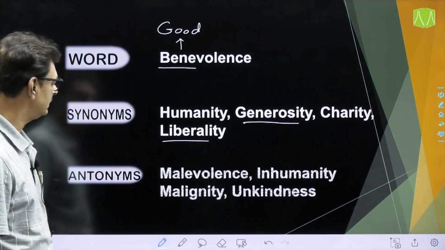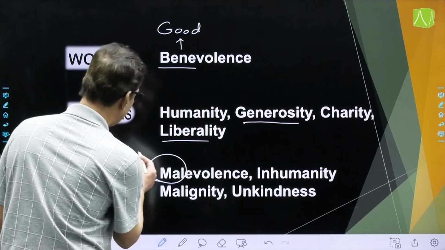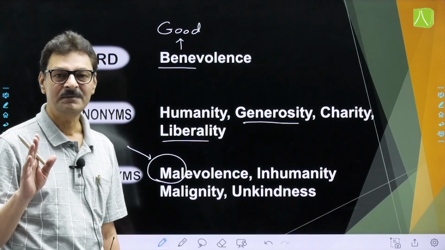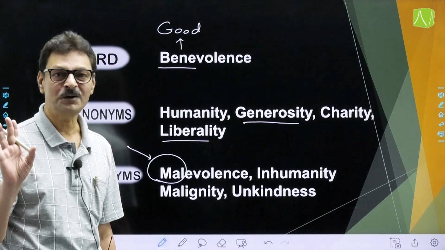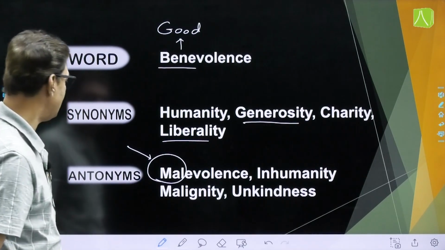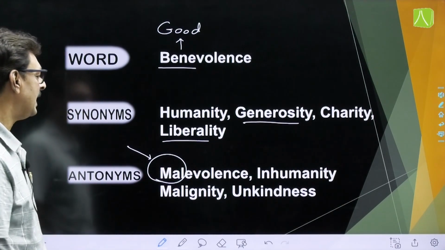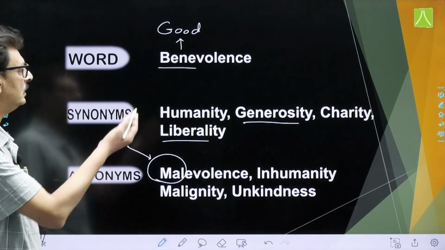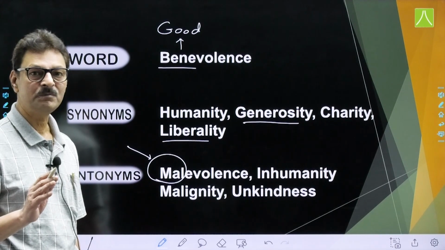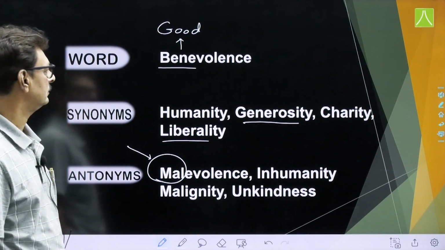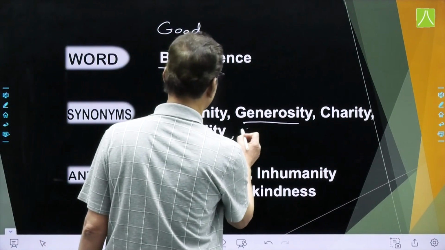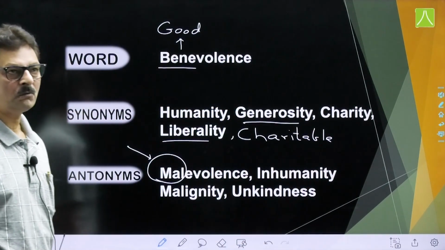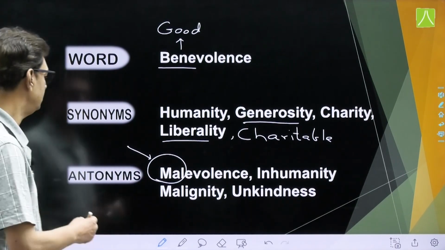And what will be the opposite of this? MAL. याद आया कुछ? MAL. I told you MAL is a root word for something bad. And I also told you याद करने का तरीका mal गंदा होता है. Mal. Person doing bad will be the antonym of benevolence. Inhumanity, malignity, unkindness. Brutal will be the antonym for this word benevolence, which means danveer or charitable. You can just write charitable also over here. Charity लिखा है, charitable. The one who believes in charity is benevolent. Simple.